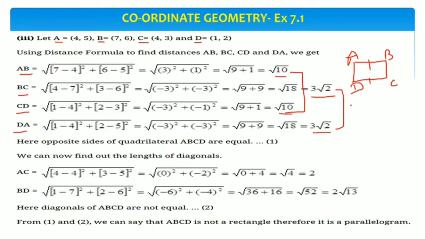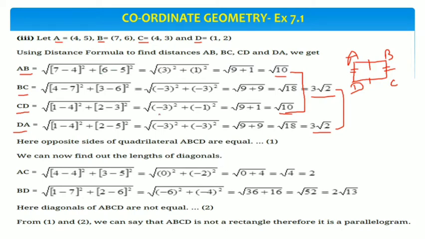Similarly, BC and DA are equal. So this is our BC and this is our DA. So we are watching again, they are making a pair of opposite sides. So in this quadrilateral we have observed that pair of opposite sides are equal. So this one information we have obtained about the sides.